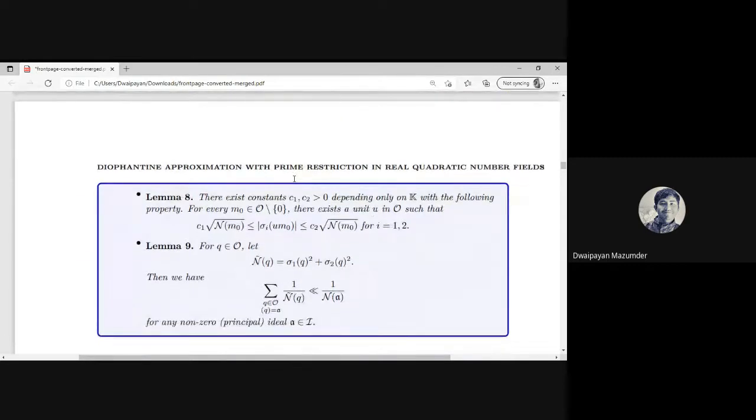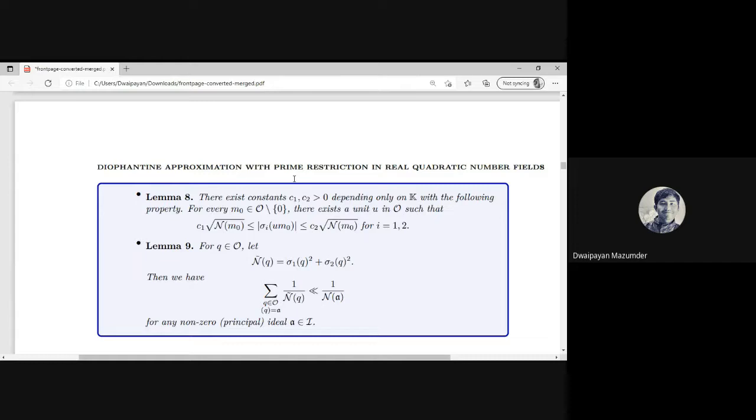Okay, again, some important lemma. This first lemma is very important because it depicts that if you have an element from the ring of integers, then we can consider two numbers, sigma 1 of that number. Suppose m0 is a member of O minus 0, a non-zero element of the ring of integers, then we can choose two numbers, sigma 1 m0 and sigma 2 m0.